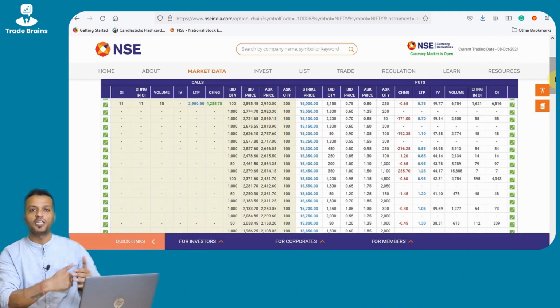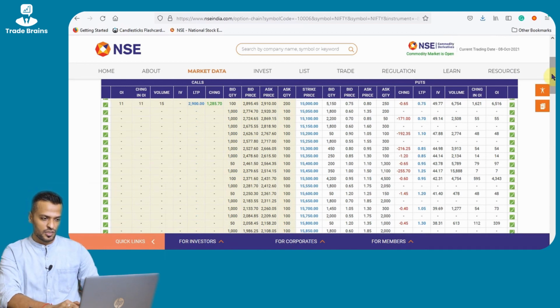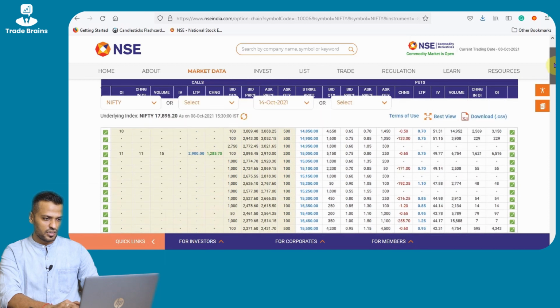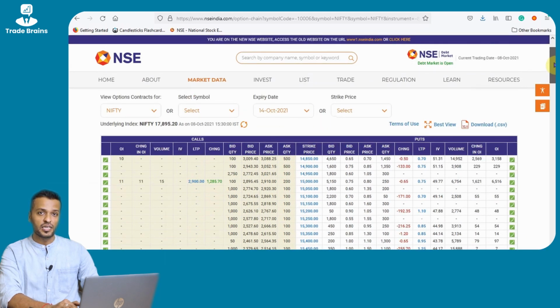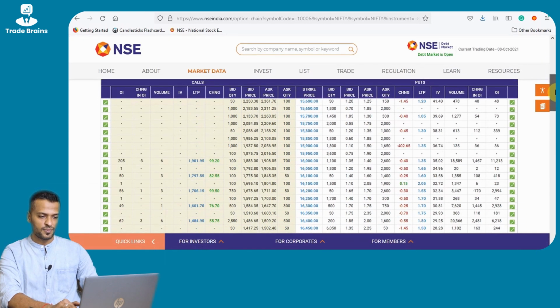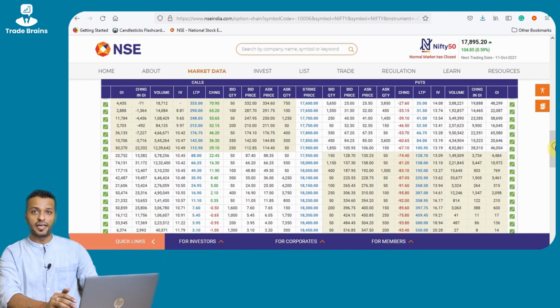Now, in general, the implied volatility is used a lot when one is trading options. So let us focus on this option chain and learn more about it. This is the option chain which I've taken from the website of nseindia.com, and I'm looking at the index futures. The market is currently trading at around 17,895. It is trading near the all-time high. And we'll start with focusing on the at the money contracts.